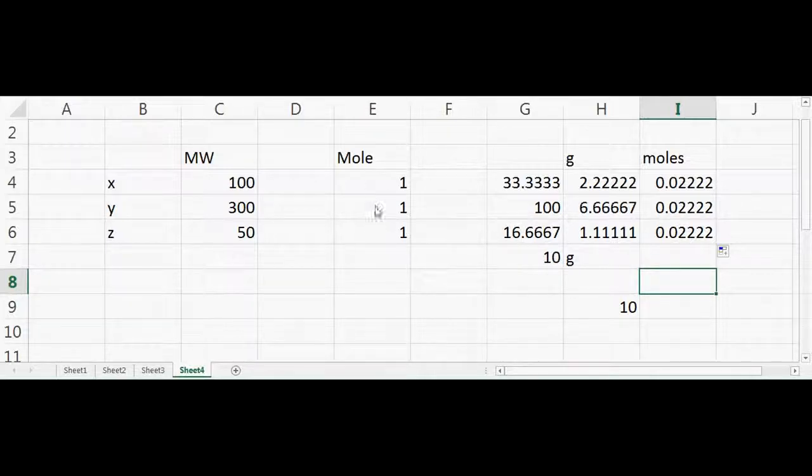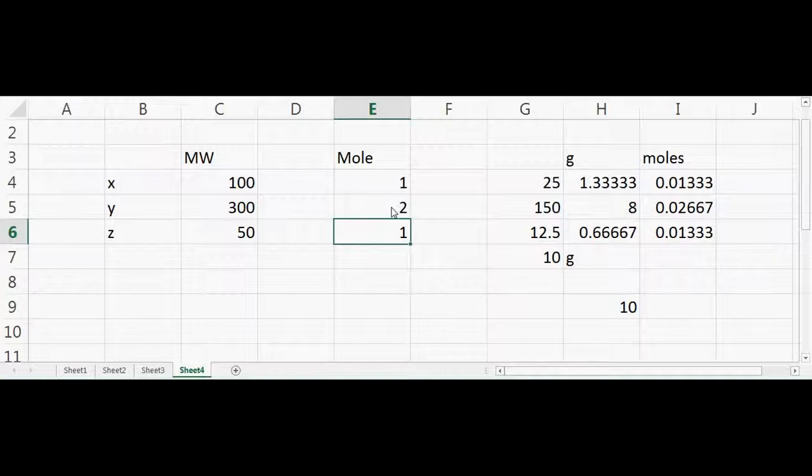If I put a 2 here now, we don't have to do the calculations again. We can just use this Excel sheet again and again. You can put 2 here, and you can see that the number of moles doubles, and the grams also change here automatically, but the total number of grams remains 10. So this is how we calculate the amount of the substance we need to add together to get a desired molar ratio.